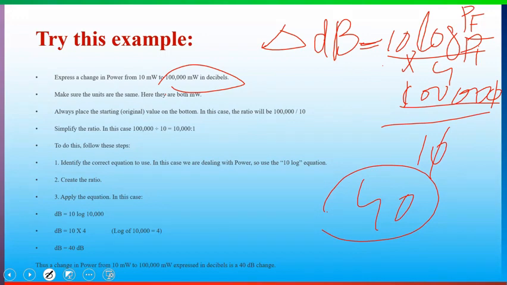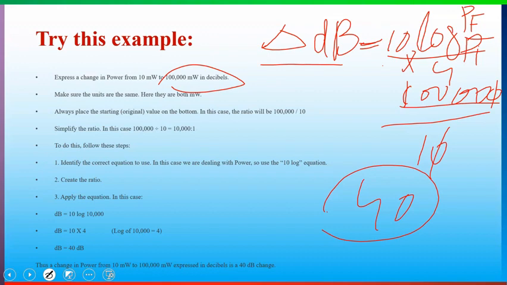Now express the change in power from 10 milliwatt to 100,000 milliwatt in decibels. So how will we be able to express it in decibels? First of all, you will have to determine the ratio, and the ratio will be final by initial. This change is occurring in power, so we will use the 10 log equation, and the generalized equation is written over here. A change expressed in decibel is equal to 10 log of the ratio, and the ratio is formed by the final value divided by the initial value.